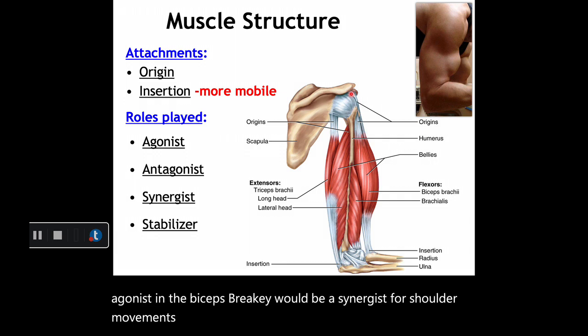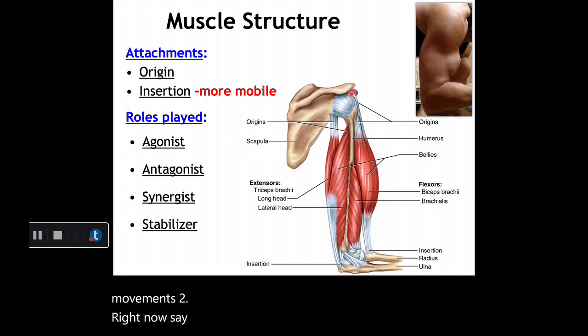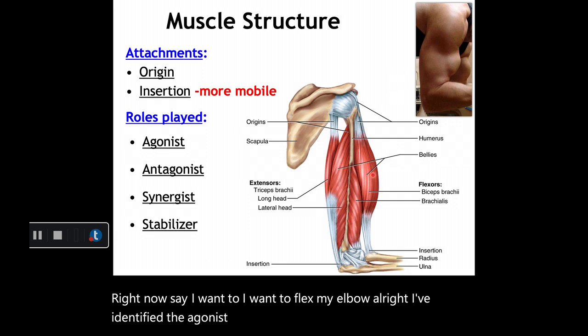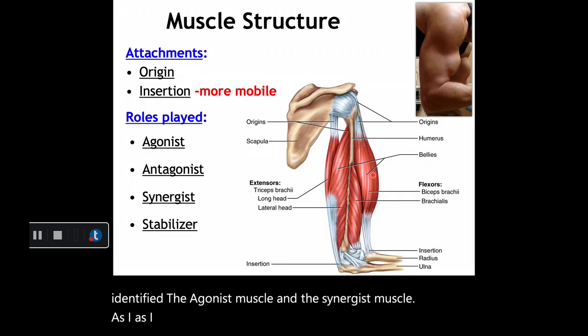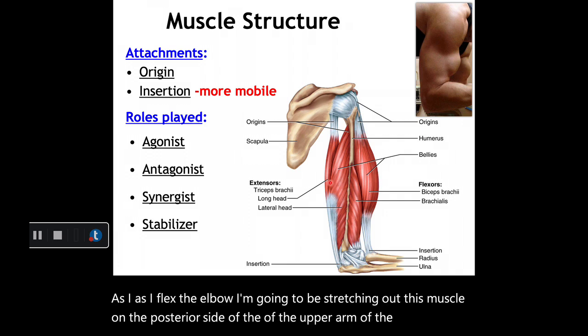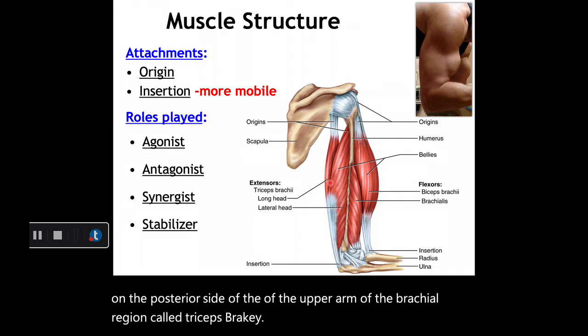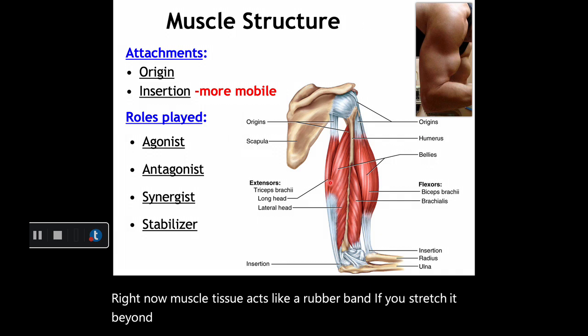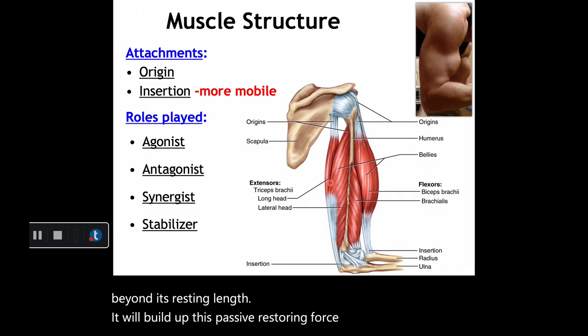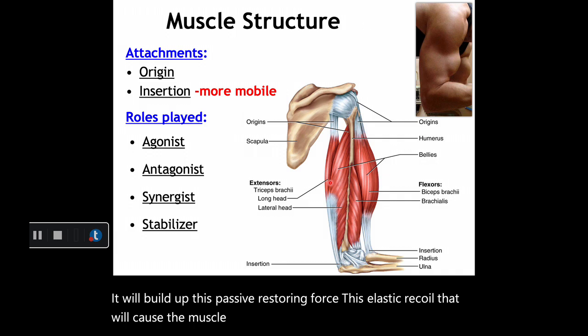All right. Now, say I want to flex my elbow. I've identified the agonist muscle and the synergist muscle. As I flex the elbow, I'm going to be stretching out this muscle on the posterior side of the upper arm, of the brachial region, called triceps brachii. Right, now muscle tissue acts like a rubber band. If you stretch it beyond its resting length, it will build up this passive restoring force, this elastic recoil that will cause the muscle to kind of snap back like a rubber band.